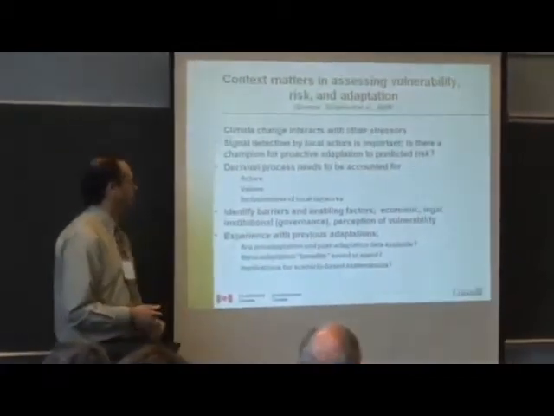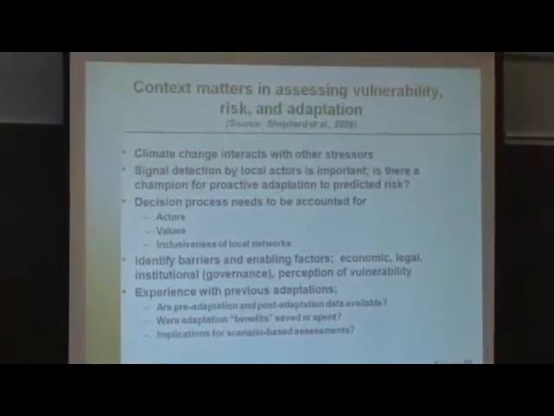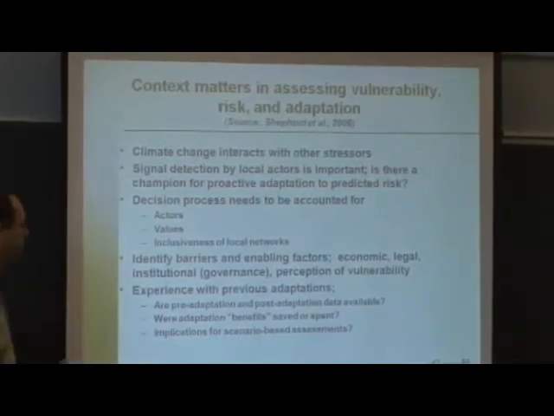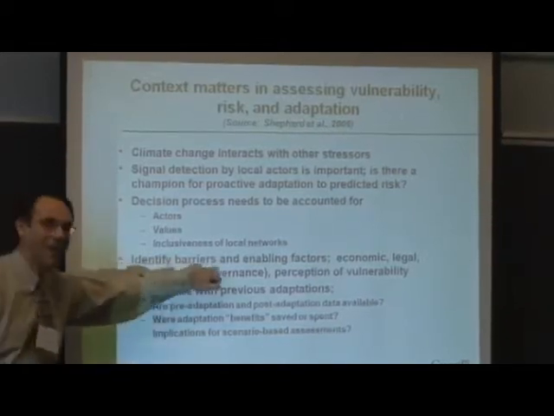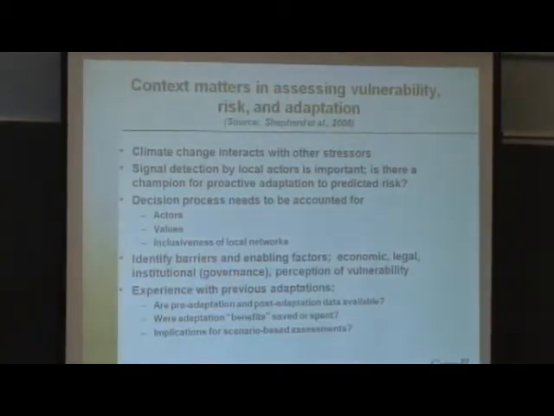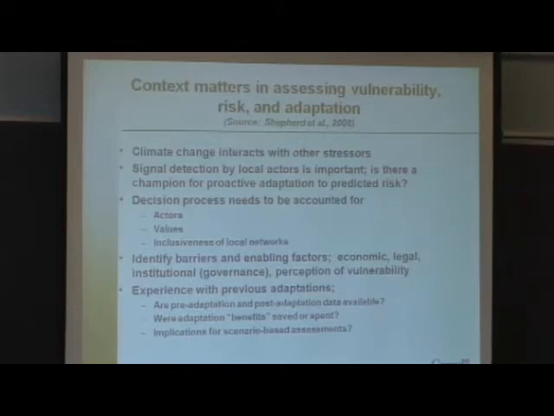Decision process needs to be accounted for, and that means it's not just the actors, but it's the values and it's the local networks as well. I mean, what is on the ground right now in terms of the decision making that occurs in a place? What are the barriers to that kind of decision making? What are the enabling factors? The economic, the legal, the institutional aspects of this, the perception aspects of this. This is not climate science. This is about a whole lot of other things, which we need to get engaged in this as early as possible. And what experience have they had previously with adaptation to a stress coming from outside?